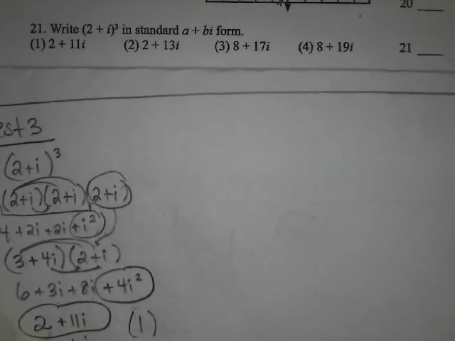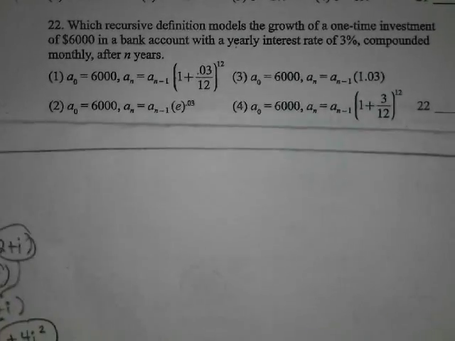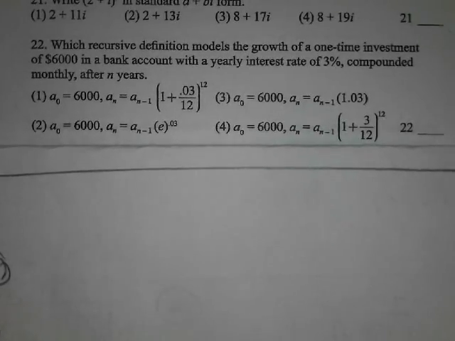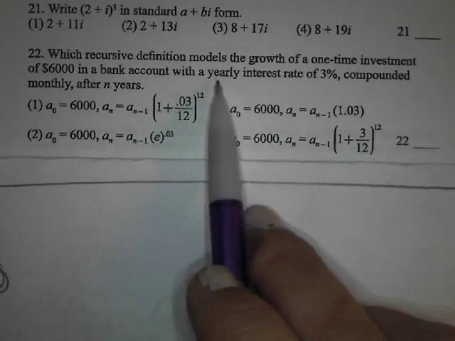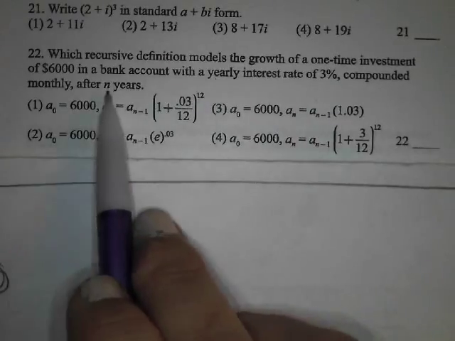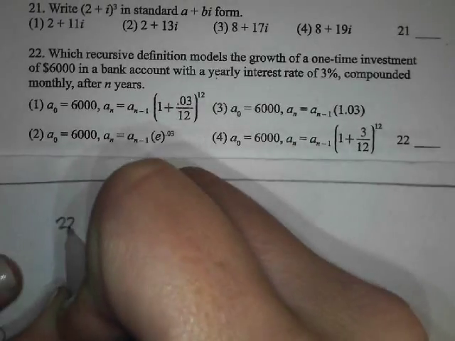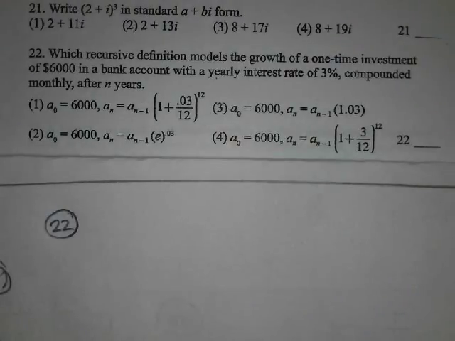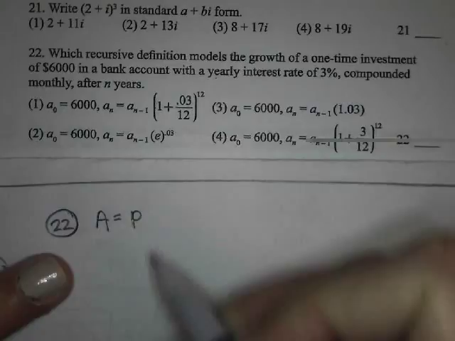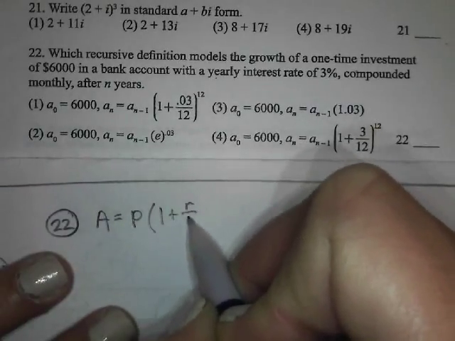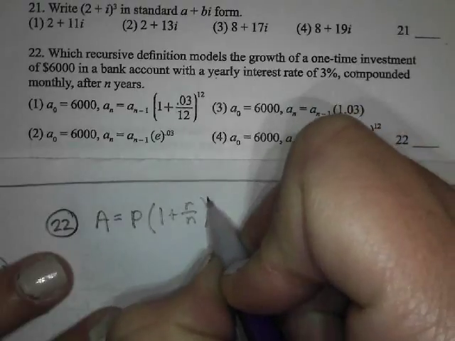Okay? Let's look at number 22. Which recursive definition models the growth of a one-time investment of $6,000 in a bank account with a yearly interest rate of 3% compounded monthly? Okay, one of your flashcards is the compound interest formula. Your final amount is given by your initial amount times 1 plus your rate over n, raised to the n times t power.